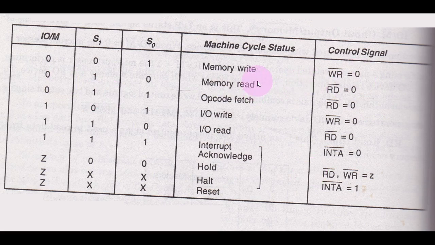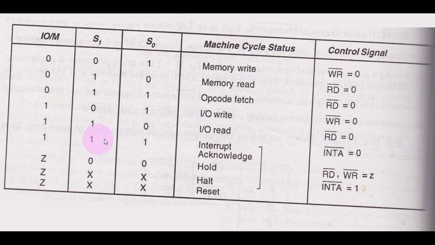Similarly, you can see that for memory read, what is the status of bits for opcode fetch? Opcode fetch you have to do from memory itself, right? Because opcodes are usually written in memory. And that is why there is nothing called opcode fetch from an input output device. That is done from memory only. Now, for input output write and read, you have the same options. Now these last four are important.